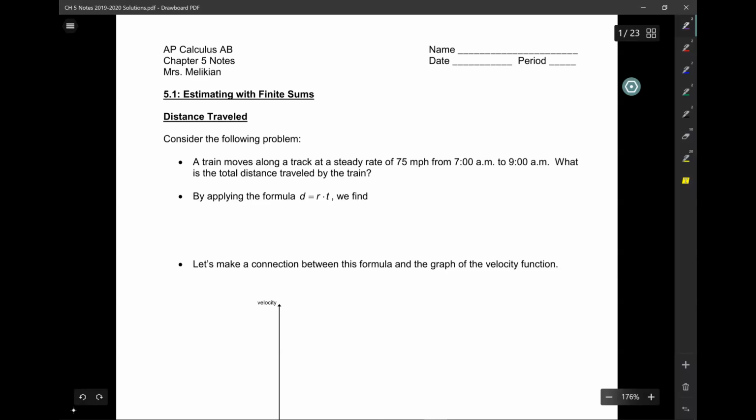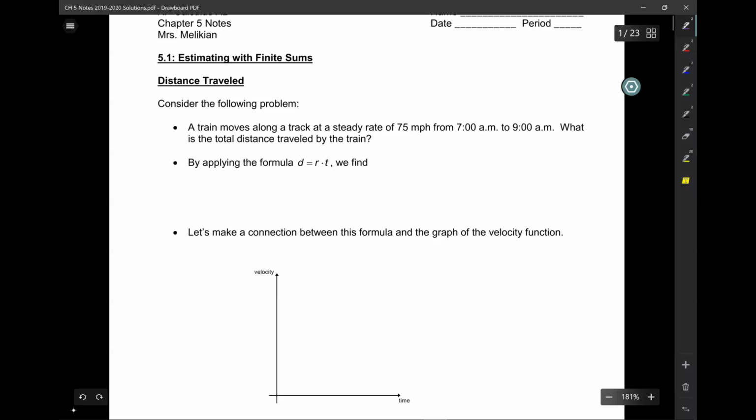So let's get started with 5.1. We're going to talk about distance traveled first. So look at this situation. A train moves along a track at a steady rate of 75 miles per hour. Okay, so a few important things here.